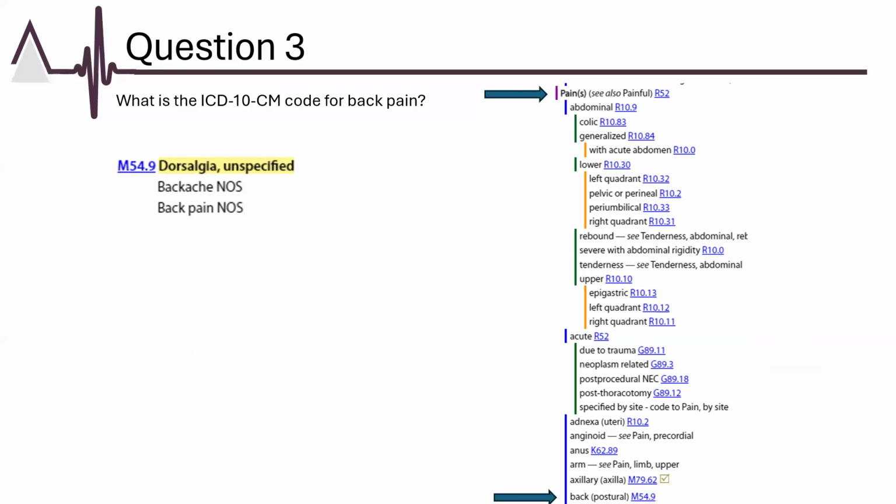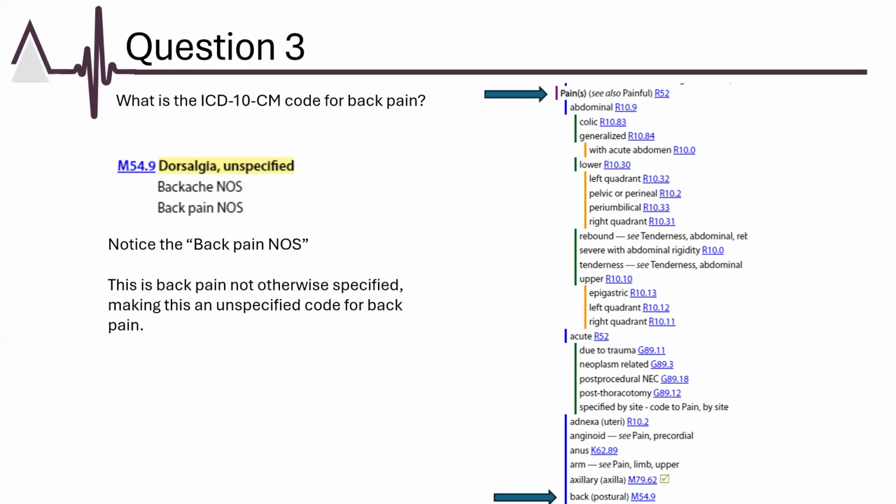Notice the description, back pain NOS. This is back pain not otherwise specified, making this an unspecified code for back pain. The correct code is M54.9.